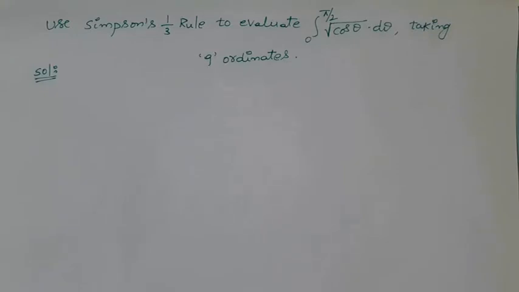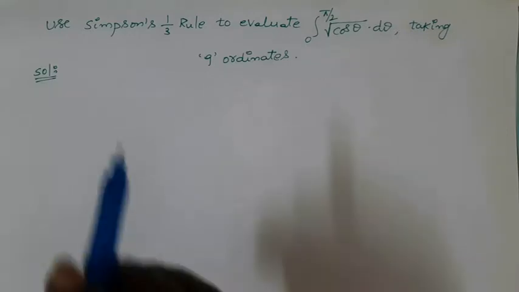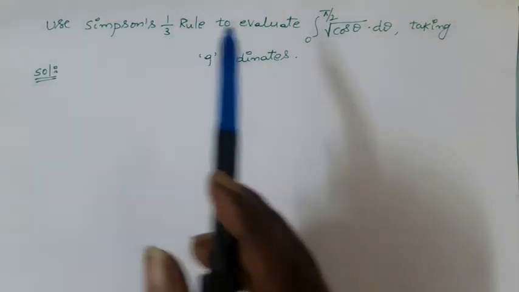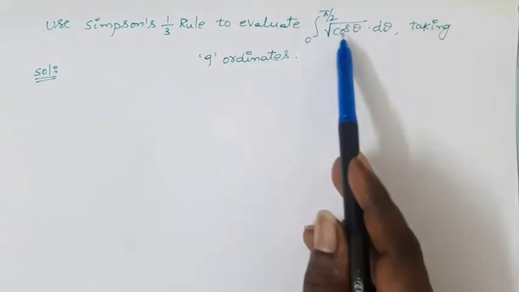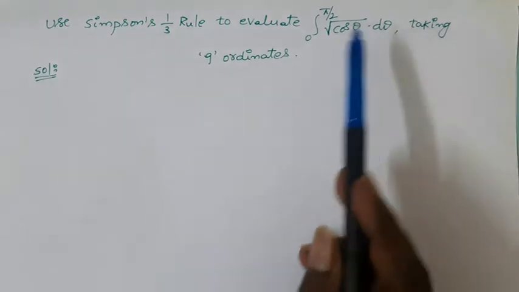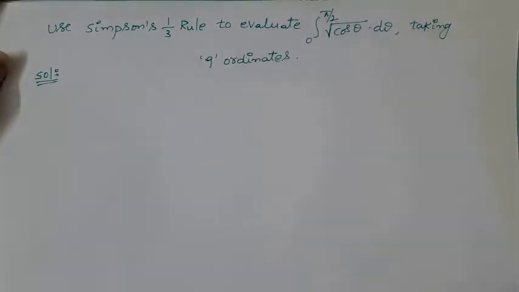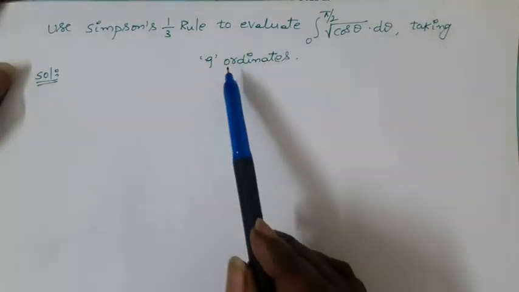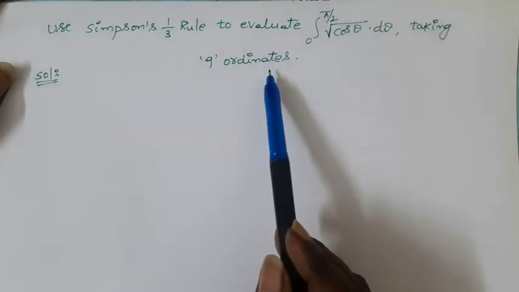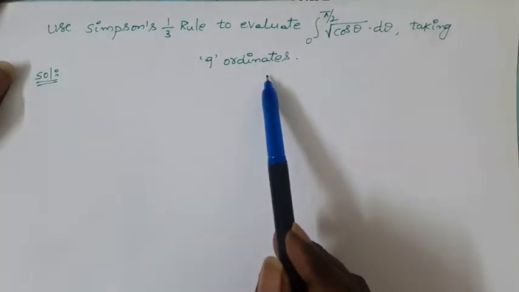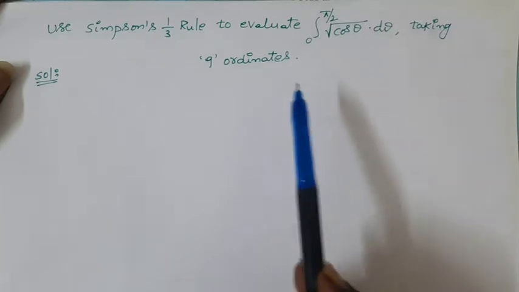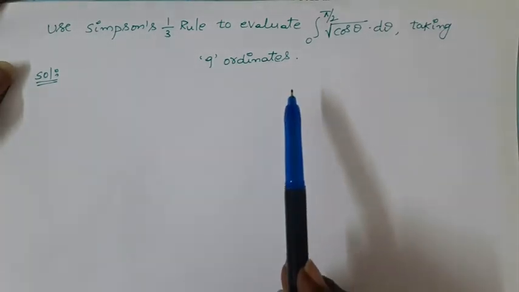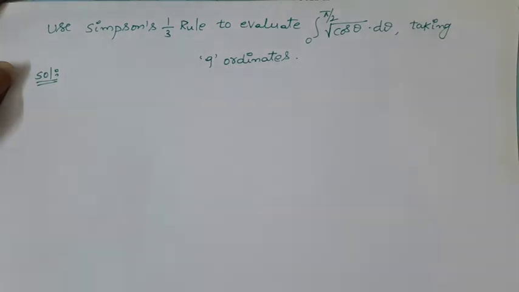In this video, I will give another example on Simpson's one-third rule. Use Simpson's one-third rule to evaluate the integral from 0 to pi by 2 of root over cos theta d theta, taking 9 ordinates. 9 ordinates are nothing but 9 functional values. For 9 functional values, we should take 8 subintervals. 8 is already an even number, that's why we can easily apply Simpson's one-third rule.